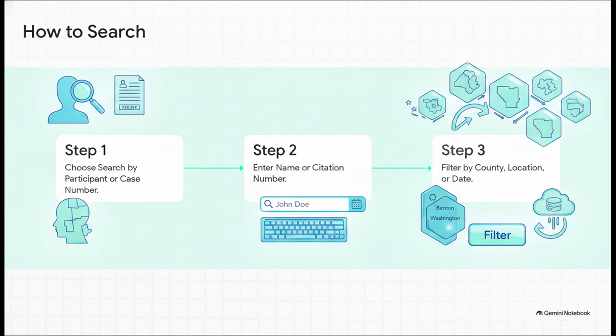You type his name into the participant search, and if you have his date of birth, definitely plug that in to narrow things down. Step 3, and do not skip this. Use the filters. Filter specifically by Benton or Washington County, so you aren't pulling up every single John Doe in the entire state of Arkansas. Hit search and just let the system do the heavy lifting for you.